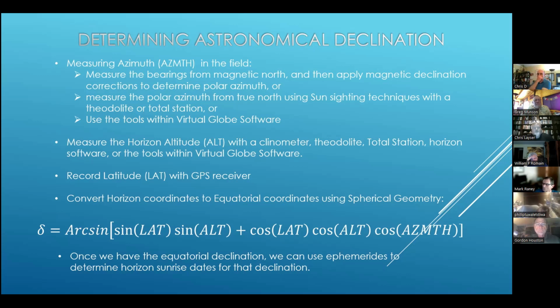And then finally, once we have our astronomical declination, we can use that in an ephemeris to determine what day the sun rises at our declination on the horizon. I can just pause for any questions or comments at this point.